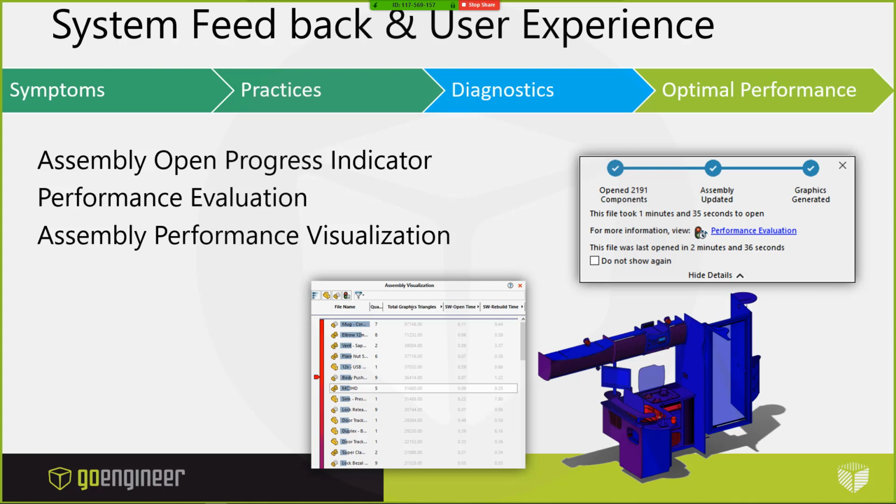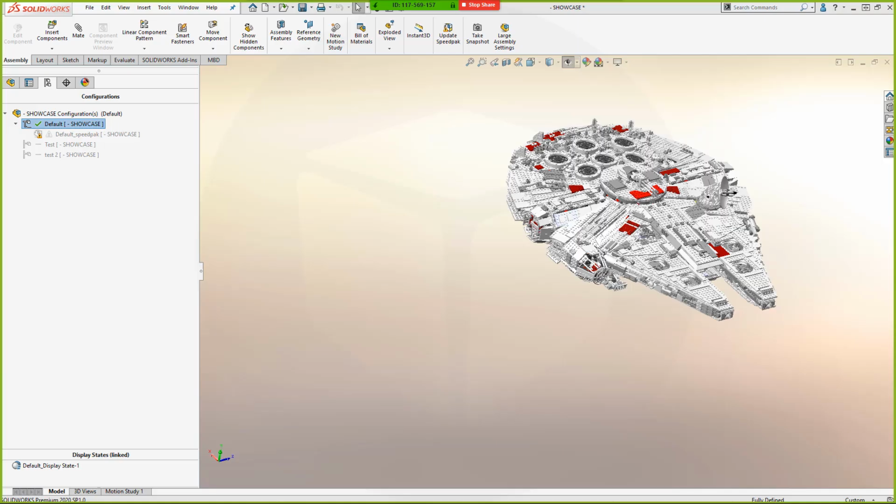The other tools we have now are performance evaluation and assembly visualization. These tools will let us dive into the model and search out problem components or problem geometry that we can then make adjustments to get better performance out of the models.